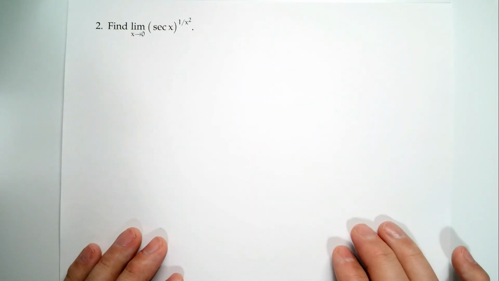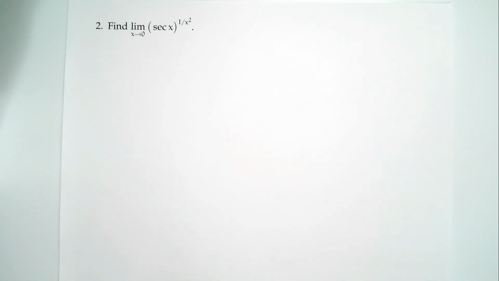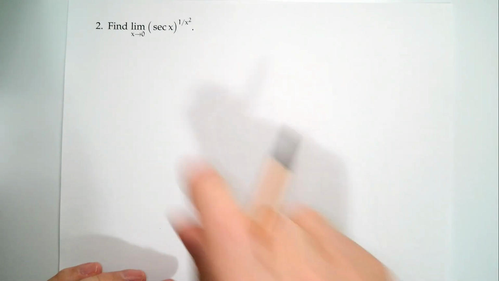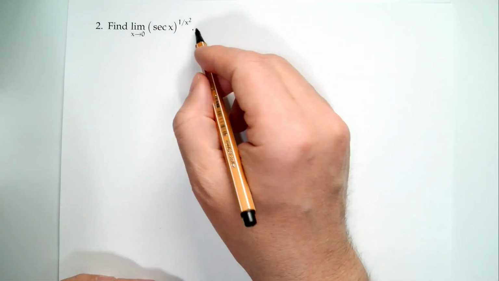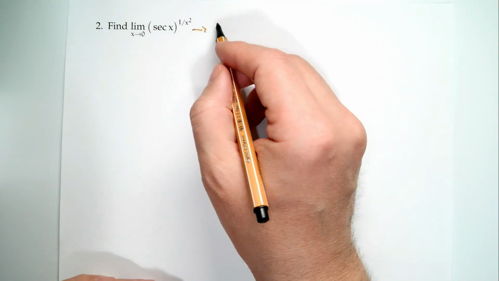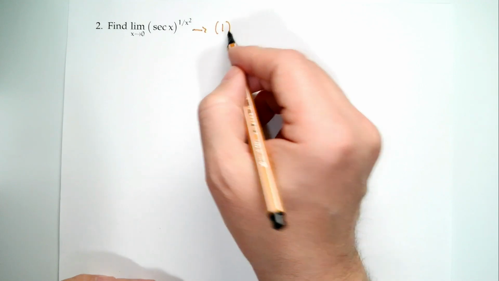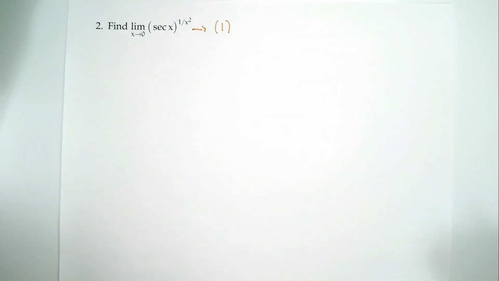Ooh, this one looks interesting. Find the limit as x goes to 0 of secant of x to the power 1 over x squared. Now, what is this doing? Again, plug in 0. Secant of 0 is 1. Just think of it as 1 over cosine of 0, which is 1 over 1.